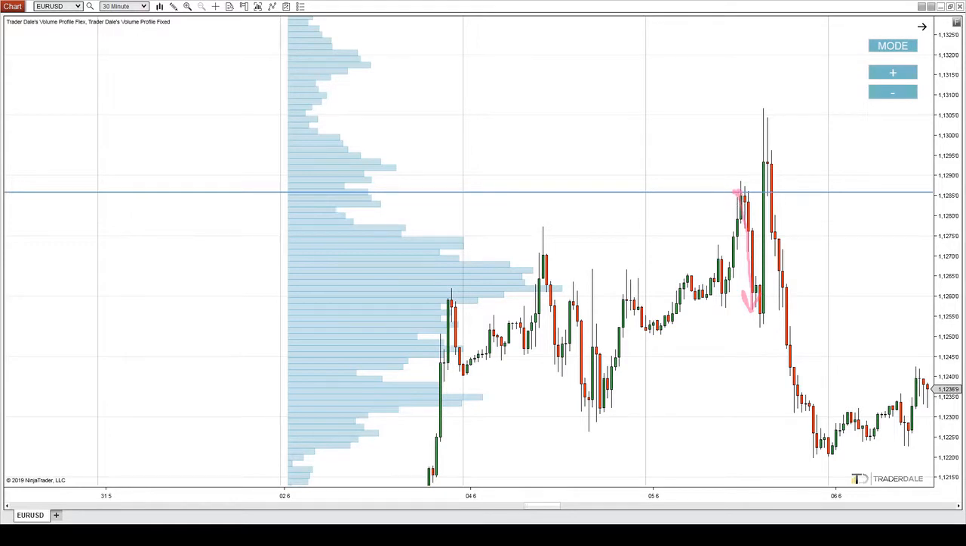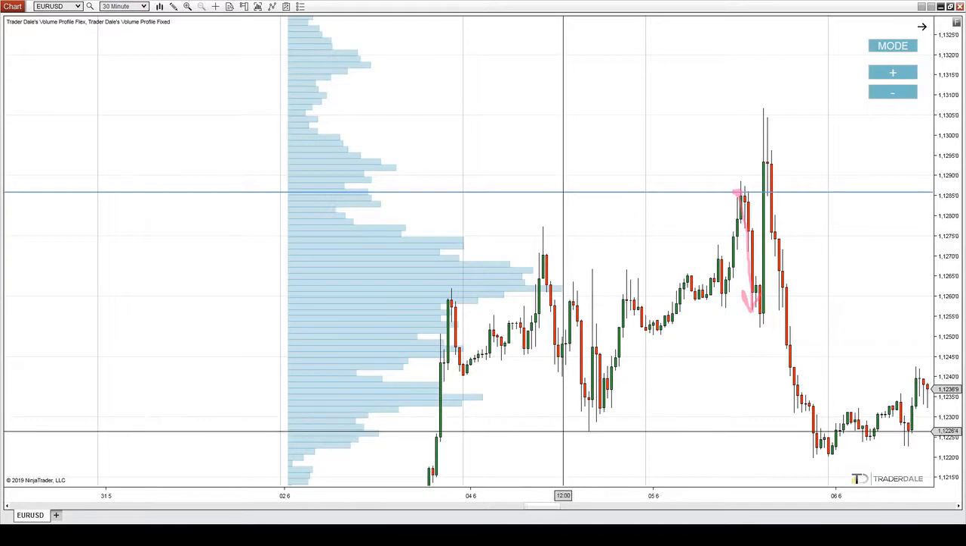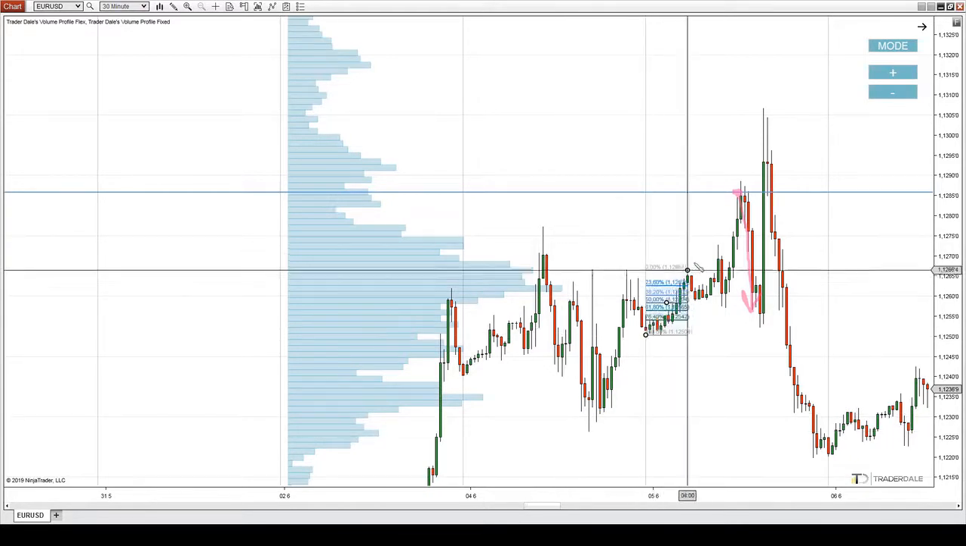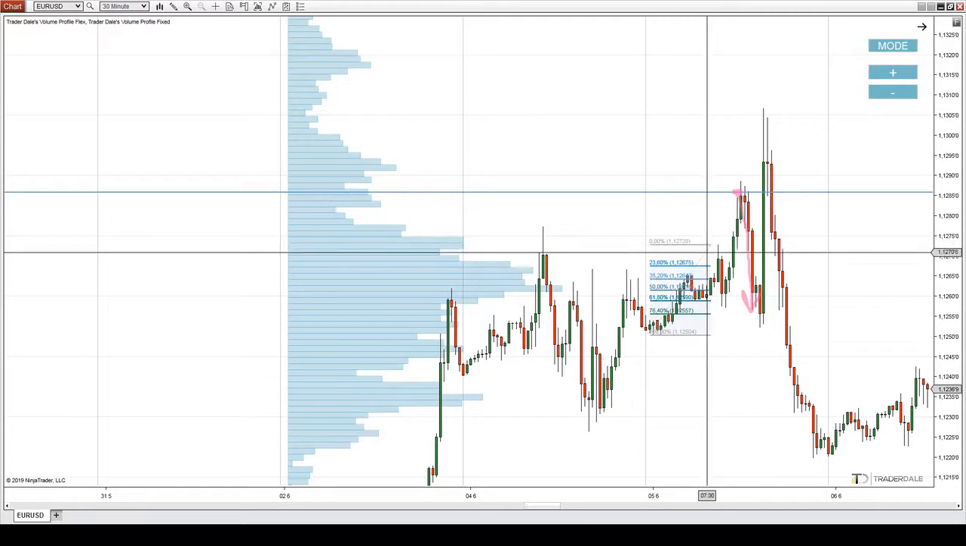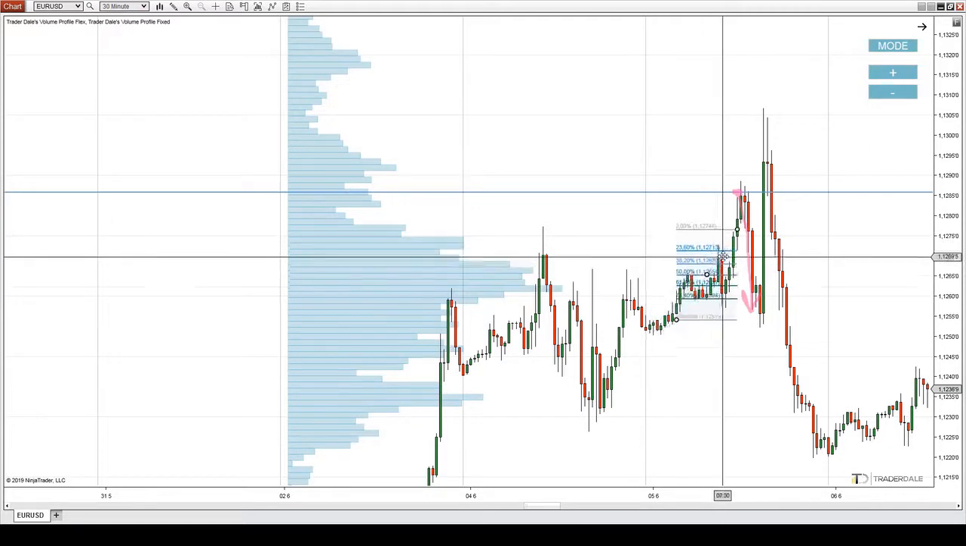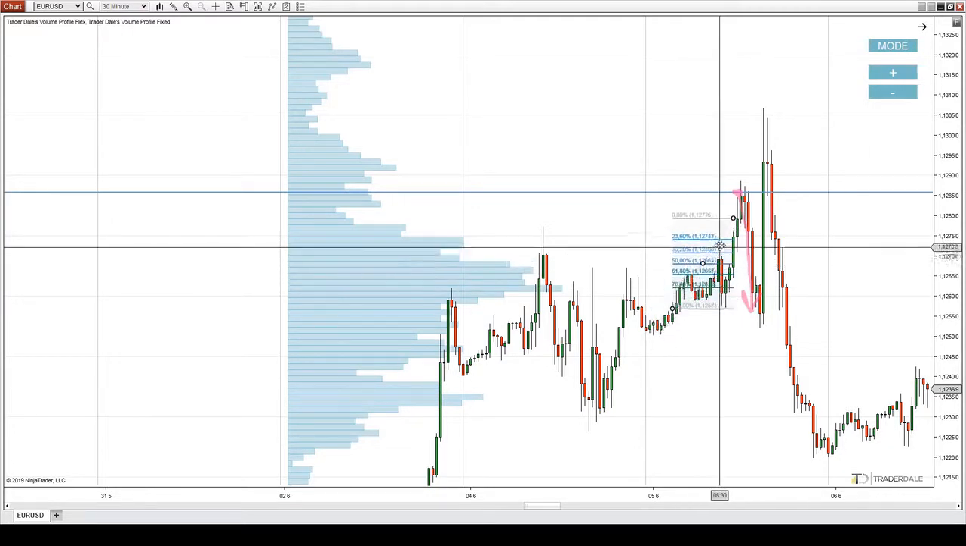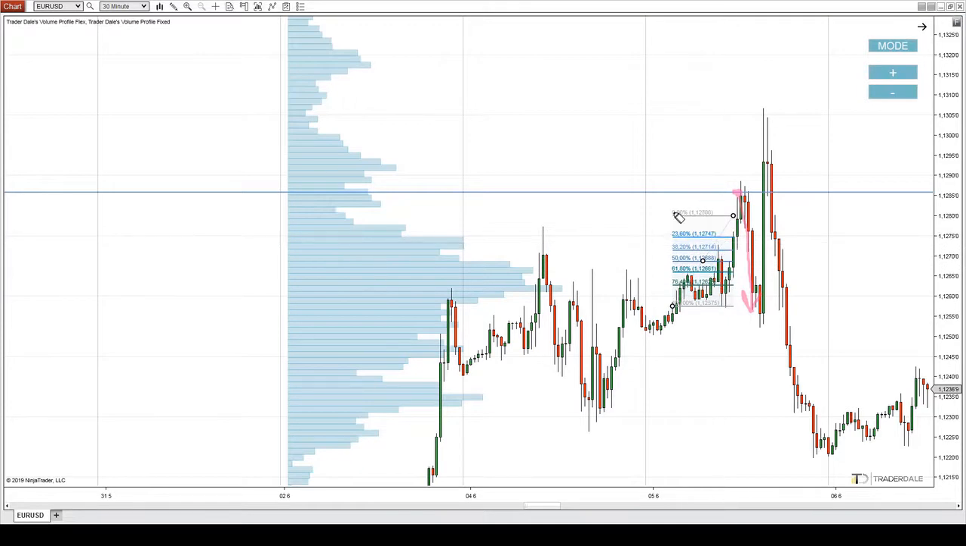Let me check if there isn't any confirmation of the reversal. Maybe there will be ABCD confirmation. Let me see, maybe from this point. This would be A, B. This would be C, and there would be the D. 5 pips below the level. Not bad. I would still consider it a confirmation of the level.